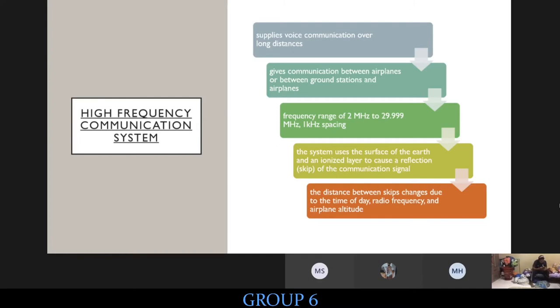Frequency range of 2 MHz to 29.999 MHz, with 1 kHz spacing. The system uses the surface of the earth and an ionized layer to cause a reflection of the communication signal. The distance between skips changes due to the time of day, radio frequency, and airplane altitude.